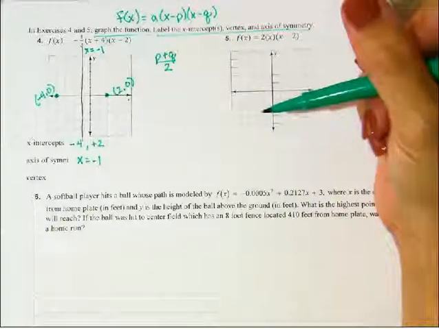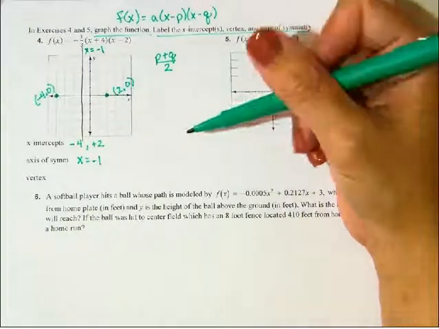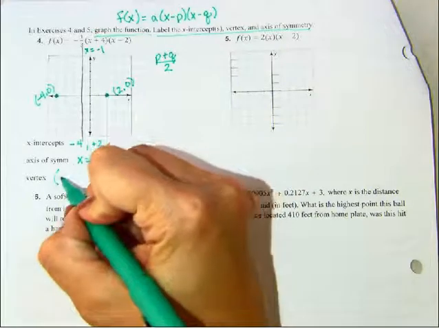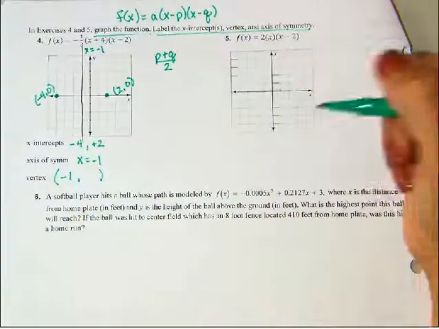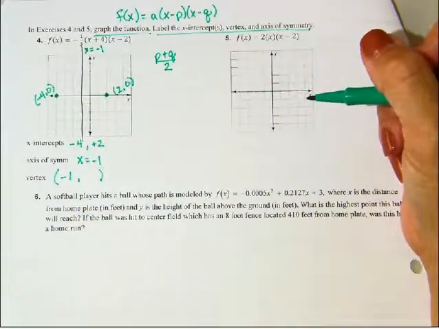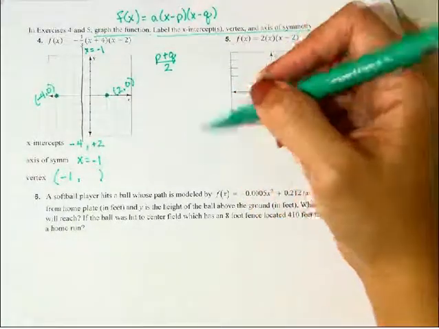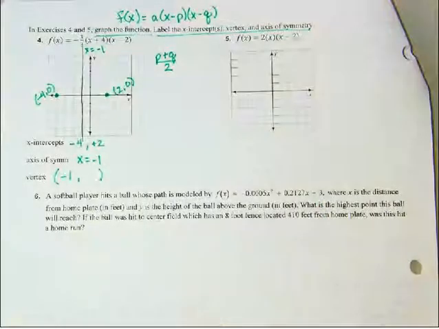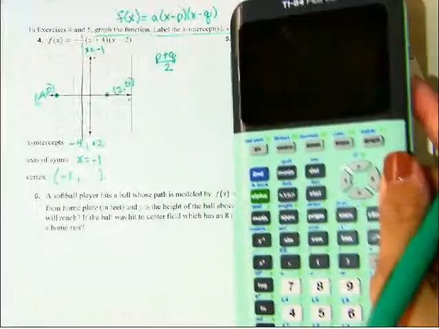Now, there's multiple ways to find the full vertex. I know the x value has to be on that axis, so it's going to be a negative 1. I just don't know what y is. So you can use multiple ways. I'll show you how to do more than one. Okay, so let me show you.